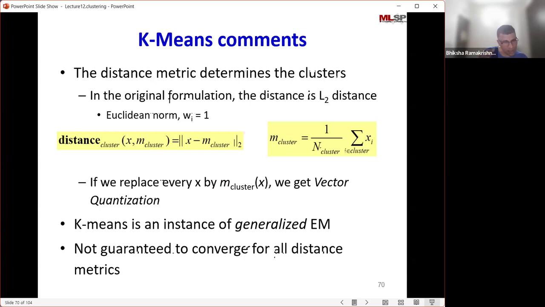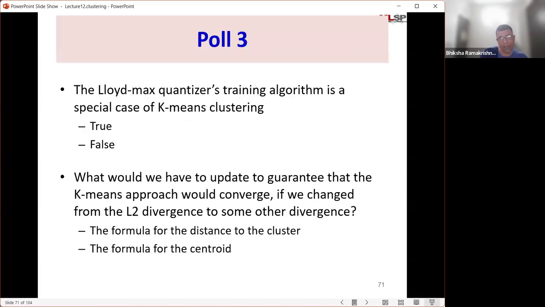This simple way of doing it is not guaranteed to converge for all distance metrics, so you have to be careful, because for some divergence functions, finding a centroid such that the total divergence over all the data points within the cluster is minimized can be an intractable problem. But anyway, here is a poll.